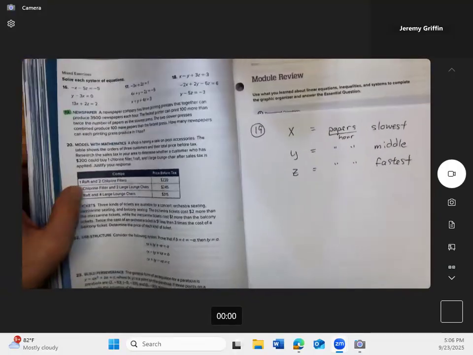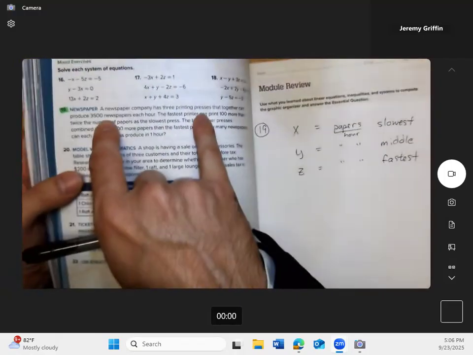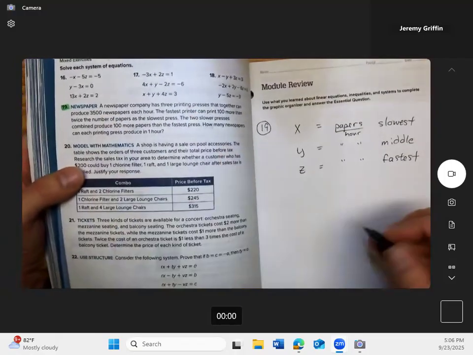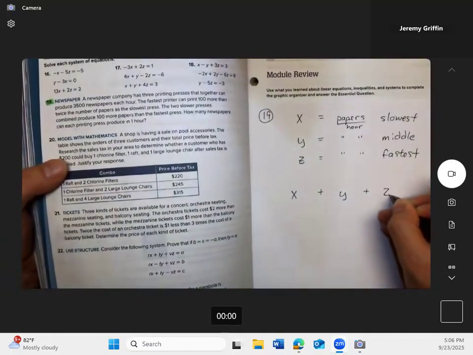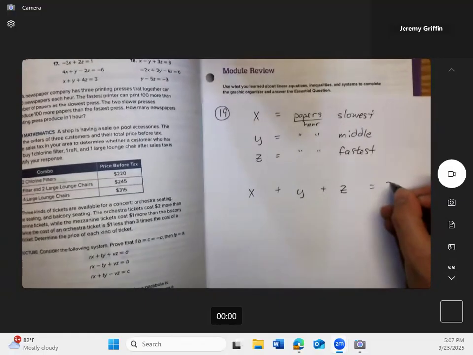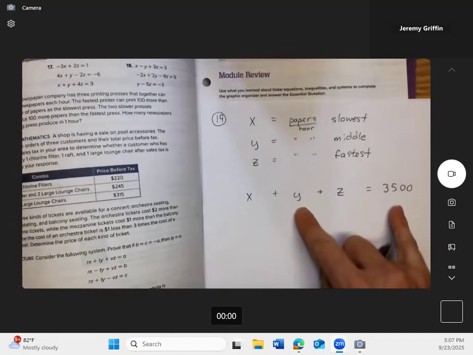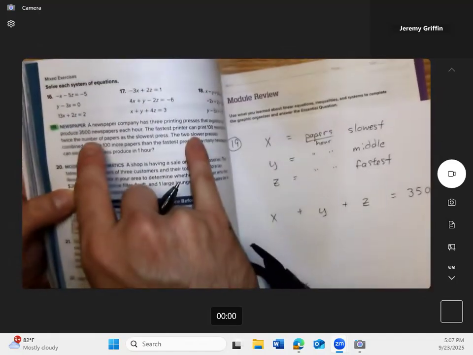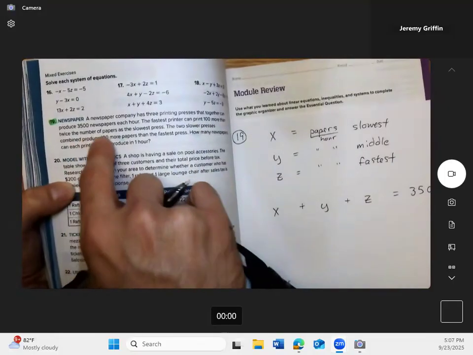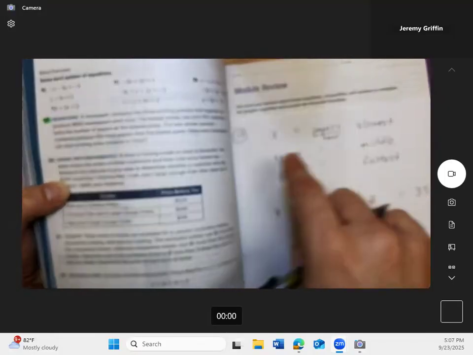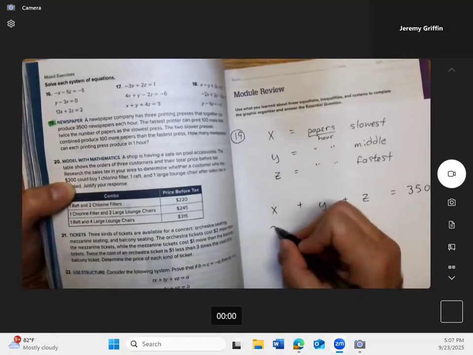We just got a set of equations and solve the equations. Okay. Now I do see right away the three presses together produce 3,500 newspapers each hour. So I know X plus Y plus Z, all their papers per hour, comes out to 3,500. There's one equation. And we need to make three equations because there's three unknowns. So what else can we do? So we've got one equation. The fastest printer can print 100 more than twice the number of papers of the slowest press. Okay. So twice the number of papers of the slowest press, that's like 2x.